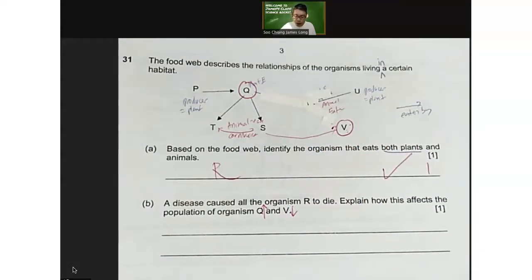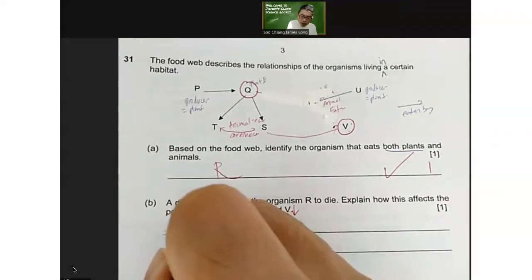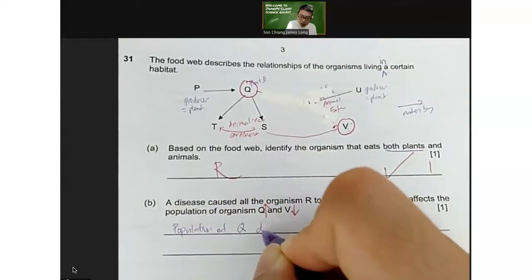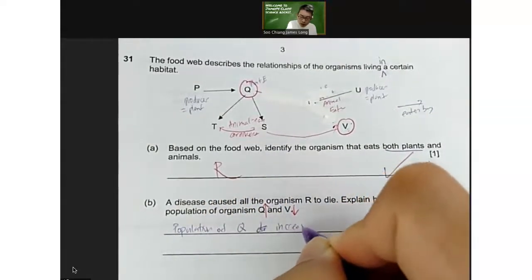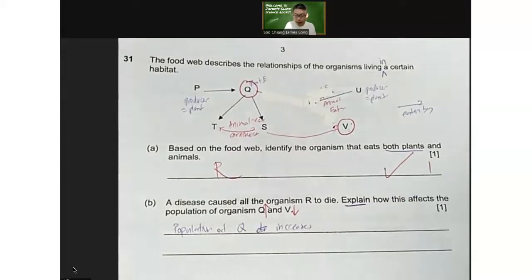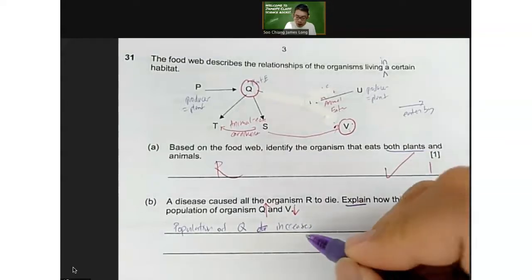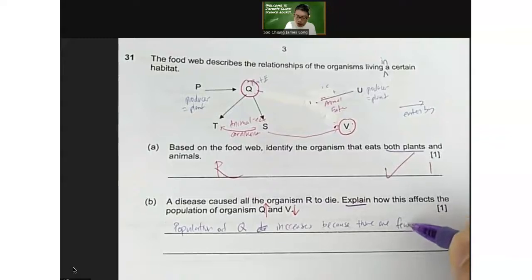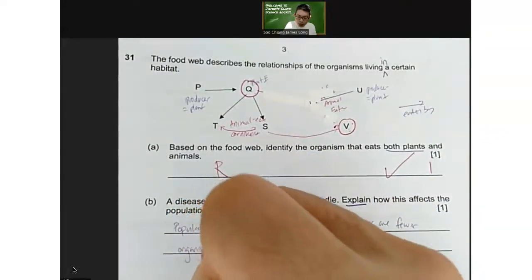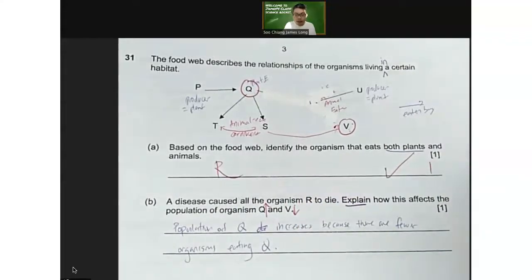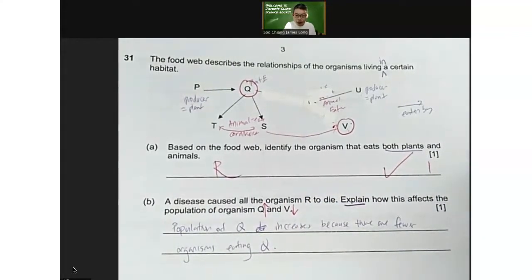So how does it affect the population of Q and V? This kind of question you must answer for both. So the population of Q increases. You must state this, and explain why. How will this help the population of Q to increase? Because there are fewer organisms eating Q when R is gone. That's why it will increase.